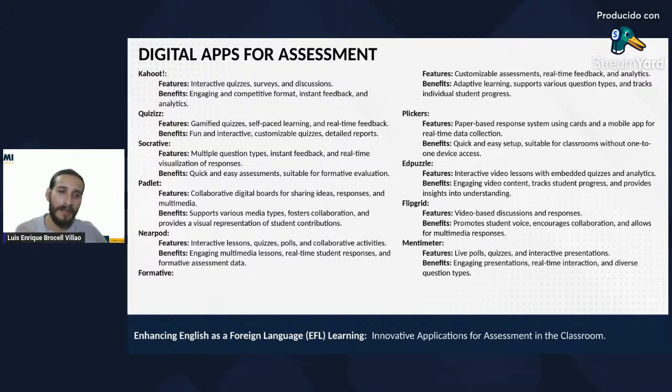Sorry, my cables are crossed. We have here some digital apps for assessment. There are a lot. There are not only Kahoot and quizzes, and Nearpod, and that's it. No, no, no. Teacher, we have a lot.